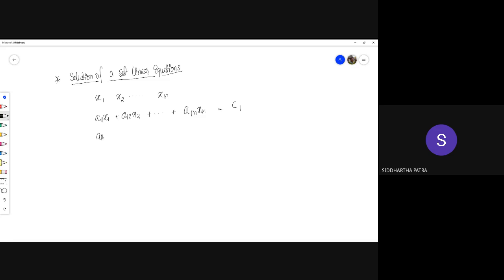The ith equation looks like this: ai1 x1 plus ai2 x2 up to ain xn equals ci, and then the nth equation is an1 x1 plus an2 x2 up to ann xn equals cn. So in matrix form this could be written as A times x hat equals c hat. Now what is x hat?